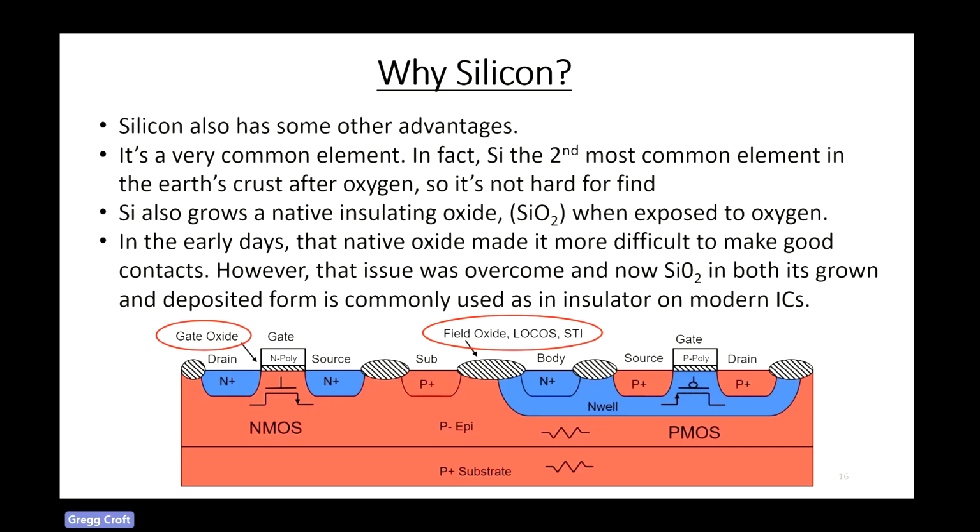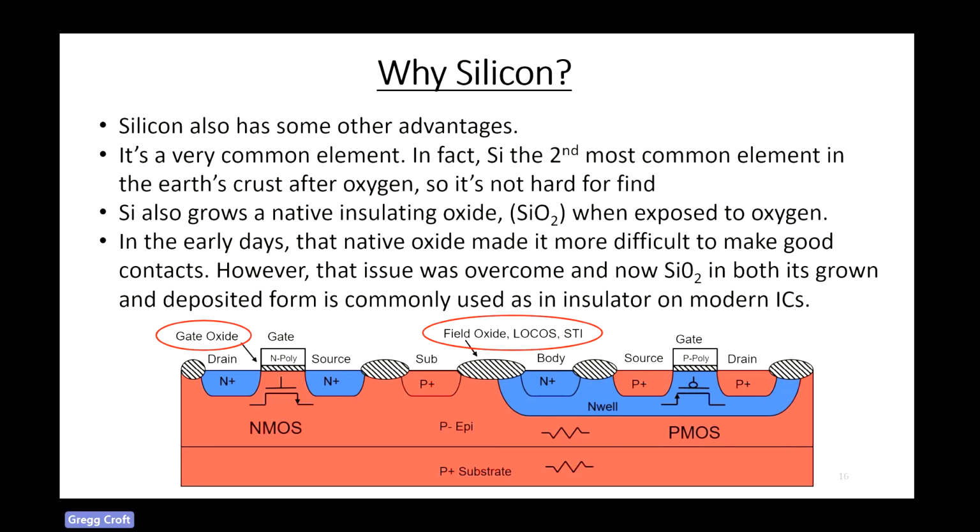So silicon also has a bunch of other advantages. First of all, it's a very common element. In fact, it's the second most common element in the Earth's crust after oxygen, so it's really not hard to find. Silicon also grows a native oxide, silicon dioxide, chemical formula SiO2, when it's exposed to oxygen. Now, in the early days, that native oxide made it more difficult to make good contact to silicon. However, that issue was eventually overcome, and now silicon dioxide, in both its grown and its deposited form, is commonly used as an insulator on modern ICs.